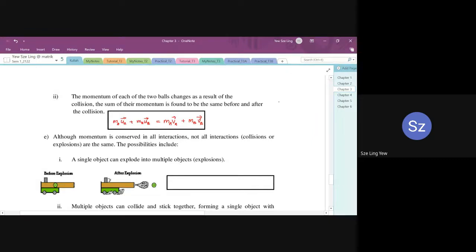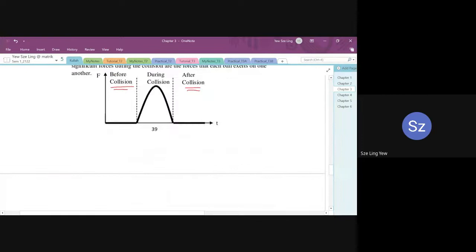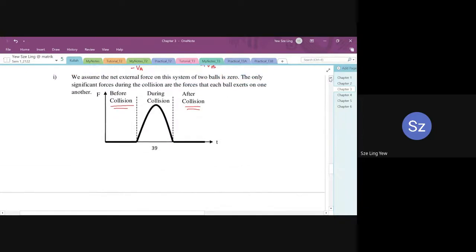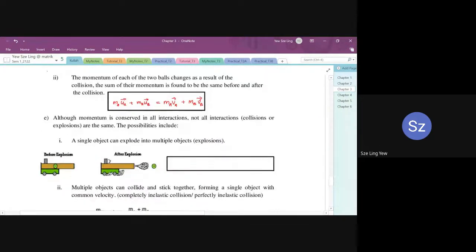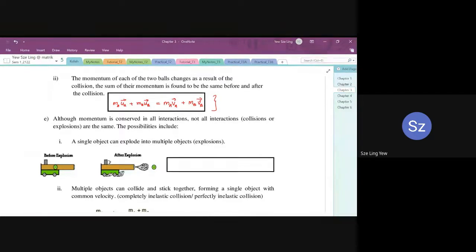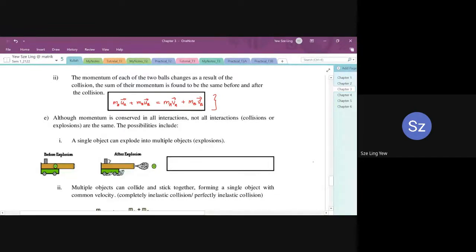So the sum of their momentum is found to be the same before and after collision, because the external force before collisions and after collision is 0. There's no significant change in the force. So the momentum of two balls gives you this equation. Although momentum is conserved in all interactions, not all interactions are the same. Momentum is always conserved, but we don't have the same types of collision.